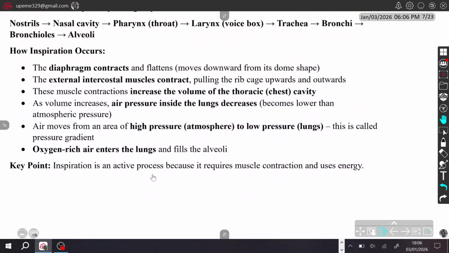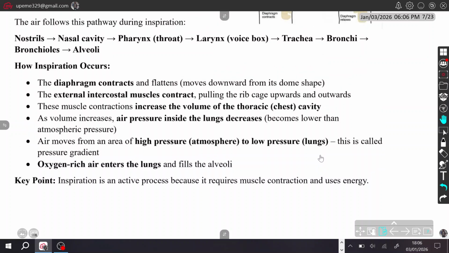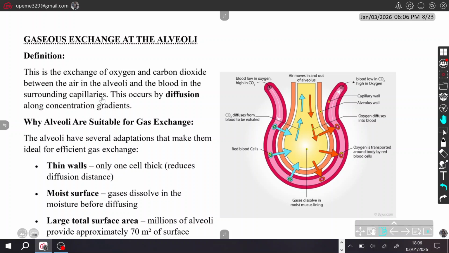Okay? So here, key point. Inspiration is an active process because it requires muscle contraction and uses energy. That's what they mean. It requires muscles and energy. All right. So next, we talk about gaseous exchange.